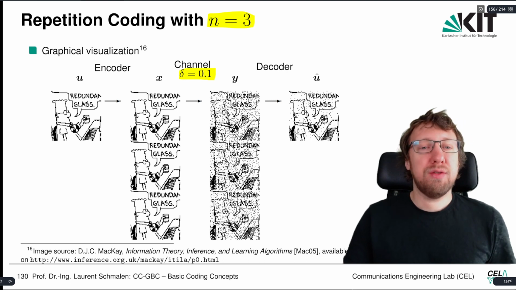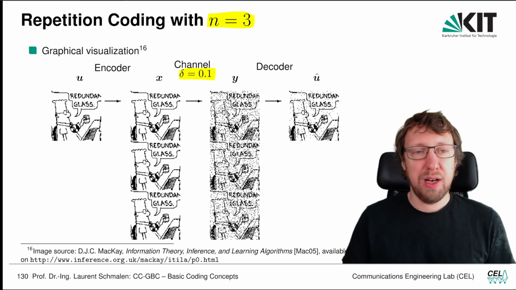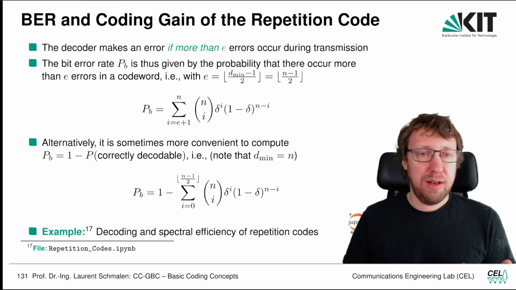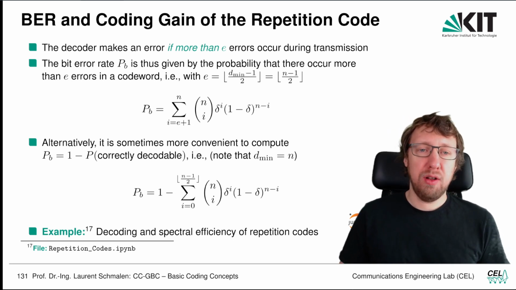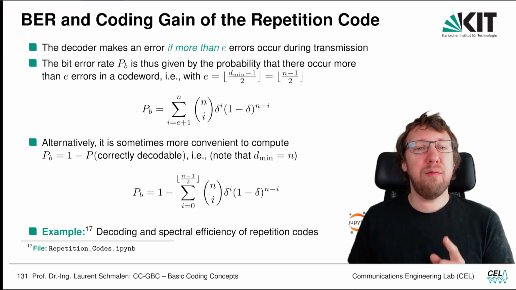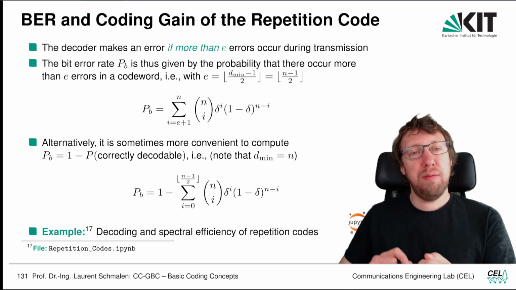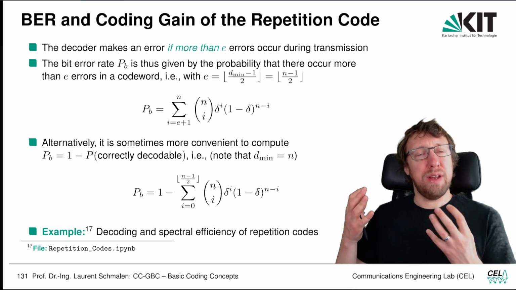So that's an illustration of the repetition code in the binary symmetric channel. We can now calculate the probability of error, and this is also quite easy. When do we make an error? Well, if more than n divided by 2 bit flips occur, then we will make a wrong decision. Then we fall out of this decoding sphere.